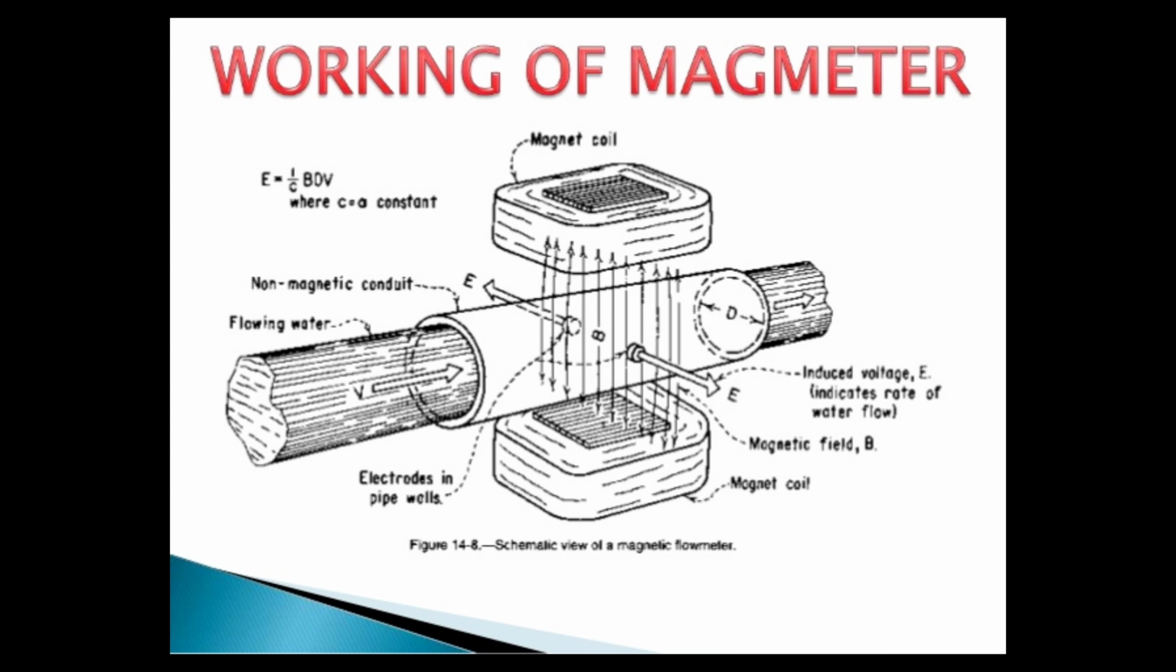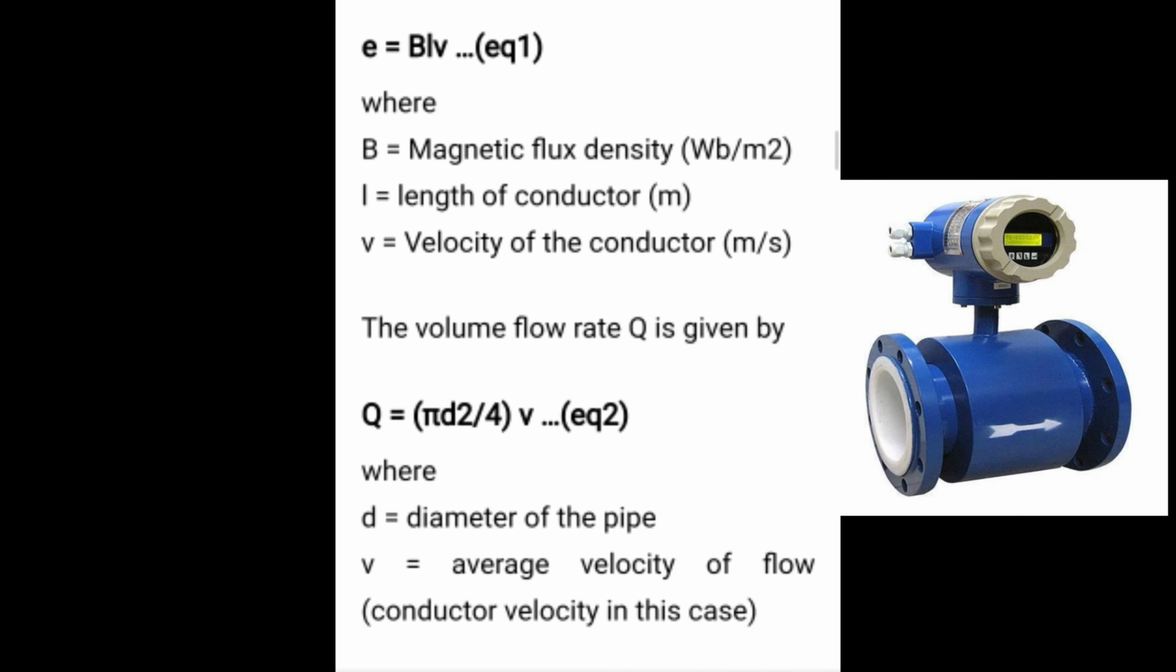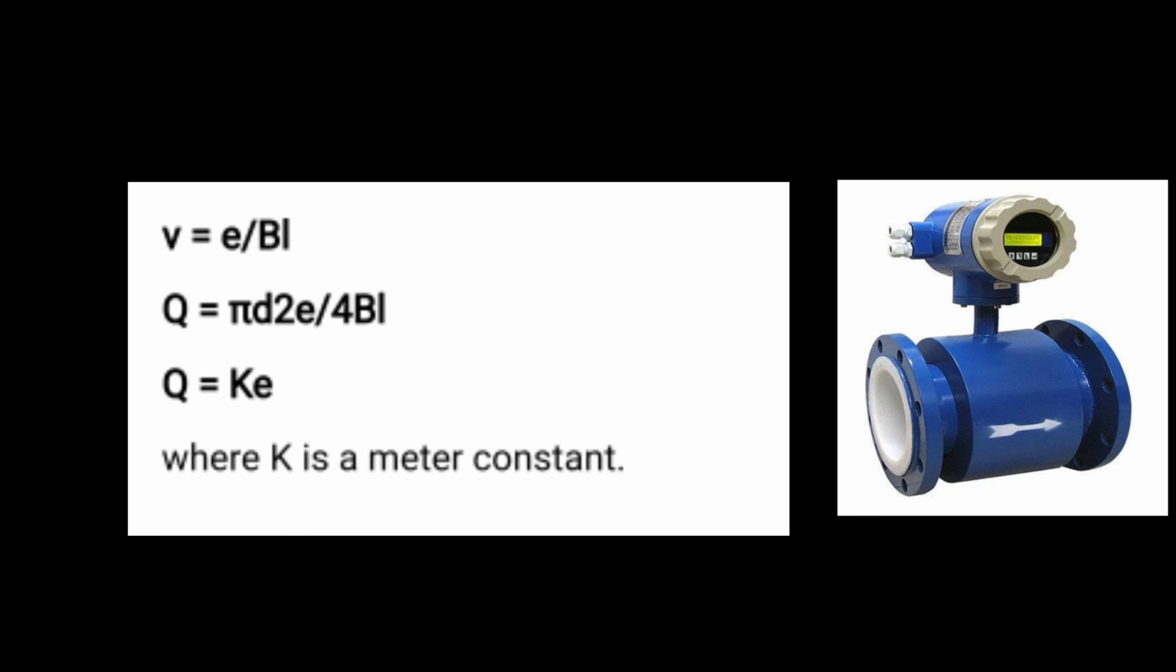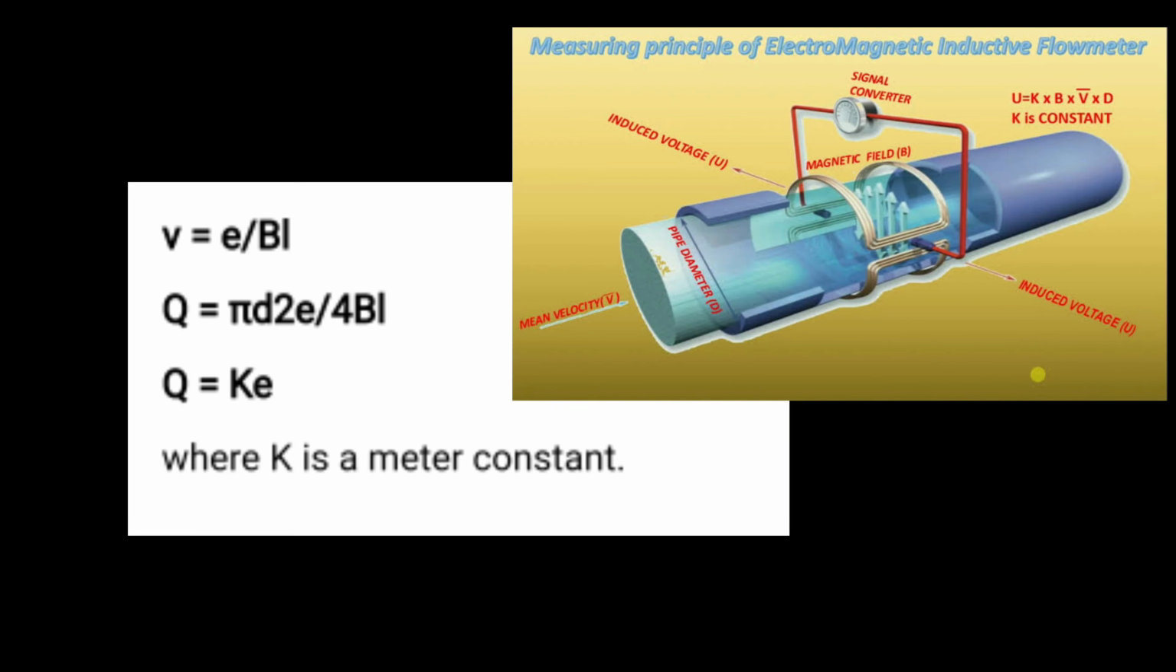The electromagnetic flow meter's formula is Faraday's law of electromagnetic induction for making the flow measurement: E equals BLV sin theta. The volume flow rate is proportional to the induced EMF in practical applications. We also enter the meter constant K. The volume flow rate is Q equals K times E, where E is the EMF induced.